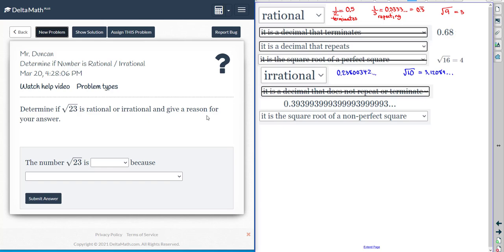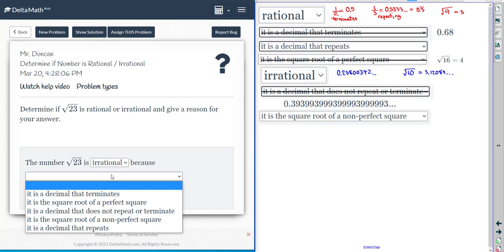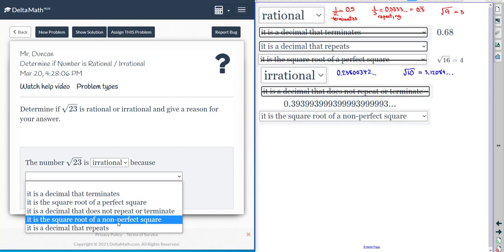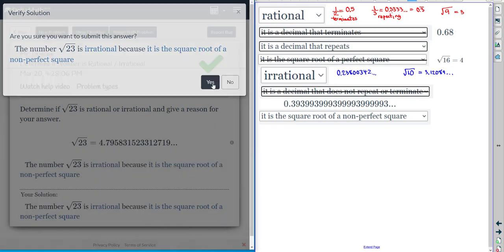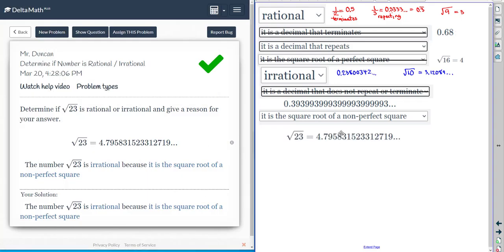Determine if the square root of 23 is rational or irrational and give a reason. Well, okay, so here's the deal. Process of elimination probably means that this is going to be a non-perfect square. 23 is above the square root of 16 but below 25. Again, 16 and 25 are both perfect squares. So this one is irrational because it is the square root of a non-perfect square. And I like how right here we actually have the decimal equivalent. Notice that it has the dot, dot, dot, which means it goes on forever, and obviously there's not a pattern.